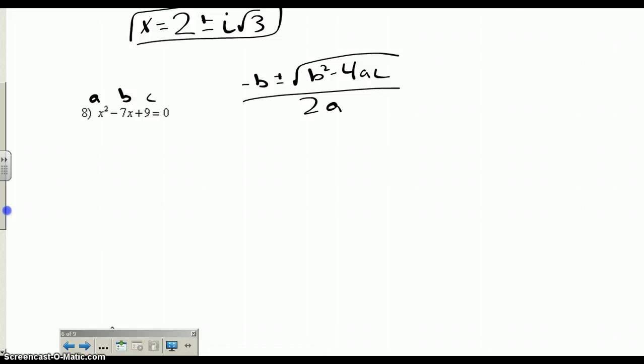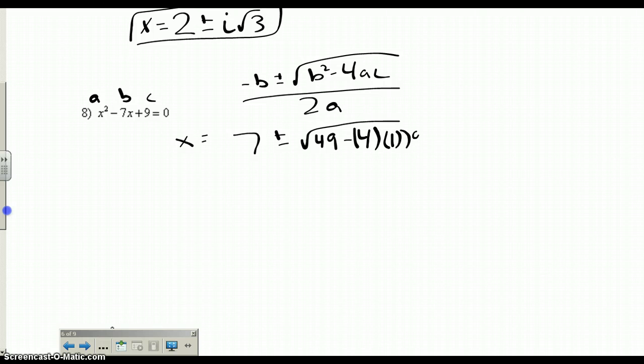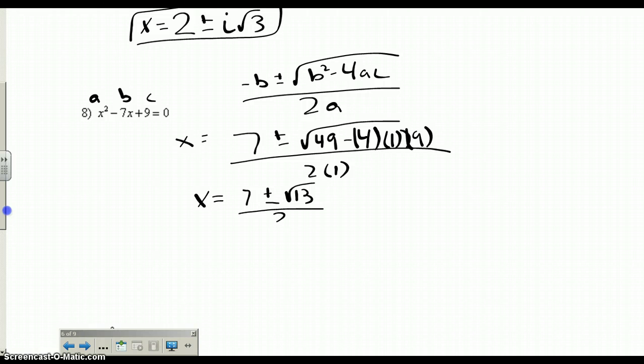We get the opposite of a negative 7, which is just a positive 7, plus or minus the square root of negative 7 squared, which is 49, minus 4 times 1 times 9, all over 2 times 1. Simplify this, I get 7 plus or minus the square root of 49 minus 36, which is 13, all over 2. And the square root of 13 is an irrational number, so we cannot simplify that anymore, so we just leave it. Okay, good job. Let's keep moving.